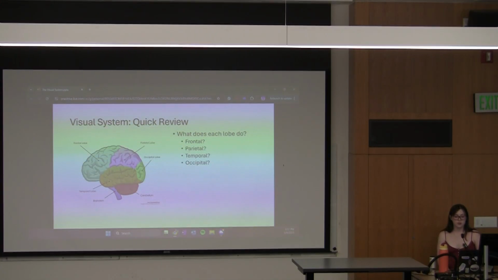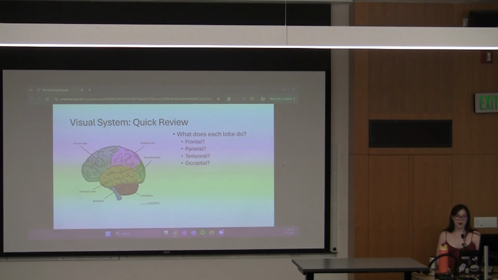Before jumping into the visual system, I want to do a brief overview of neuroanatomy. So, does anybody remember what the frontal lobe does? Yes, it does decision-making, planning, problem-solving, personality, and emotional regulation, as well as motor control.